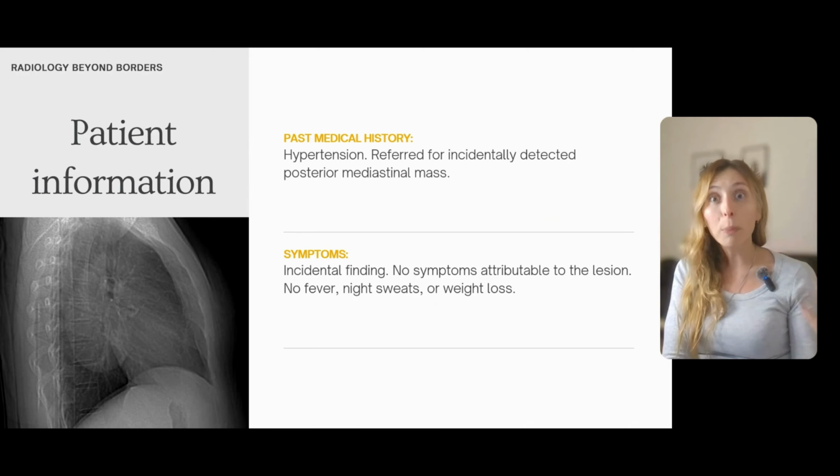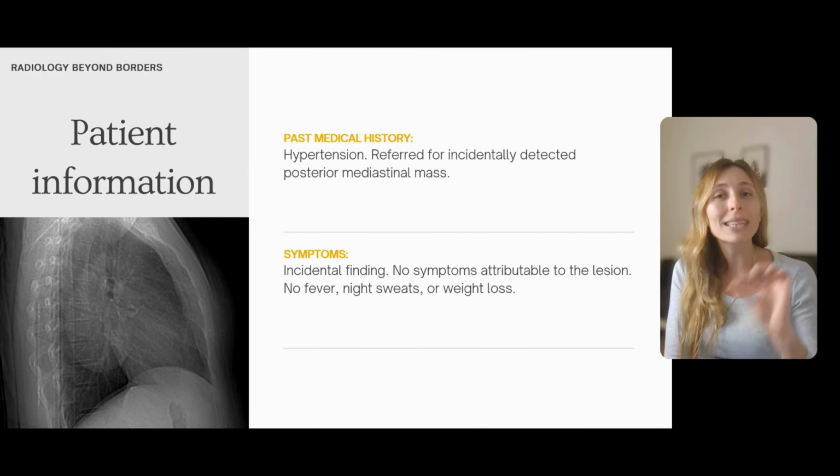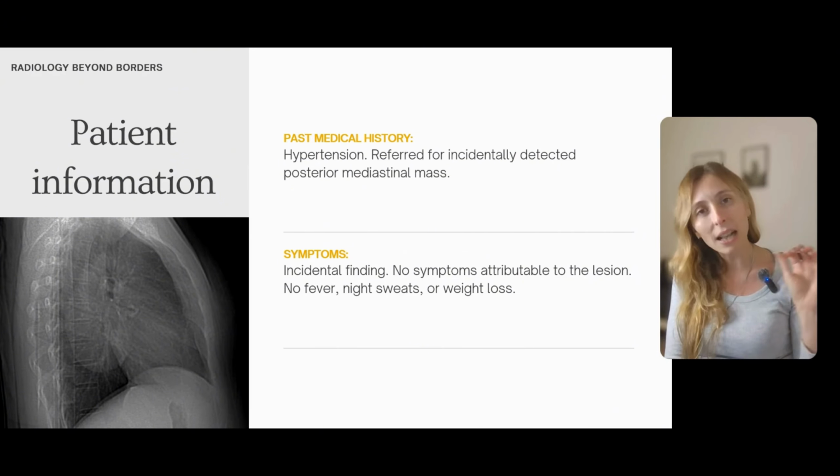So let's begin. Our patient has a history of arterial hypertension and was referred after an incidental finding on imaging. Importantly, there were no symptoms. The patient had no fever, no sweats, no weight loss. This was a completely incidental discovery.